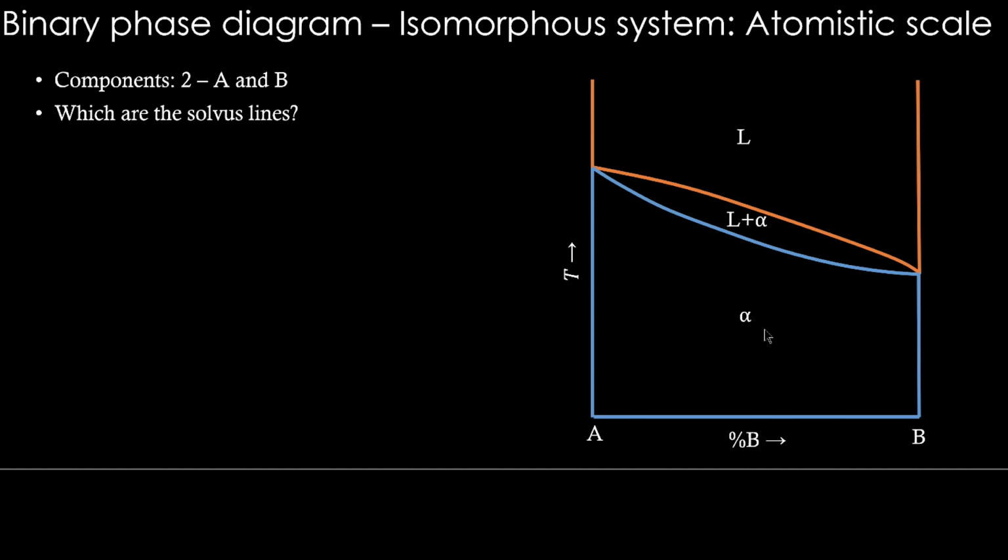Here, can we consider anything as a solvus line? These two lines look like solvus lines. Taking, let's say, at this temperature pure B liquid and keep on adding A to that, we keep moving in this direction, and there is a point at which the single phase liquid is no more stable, it becomes liquid plus alpha. So this is like a solvus line.